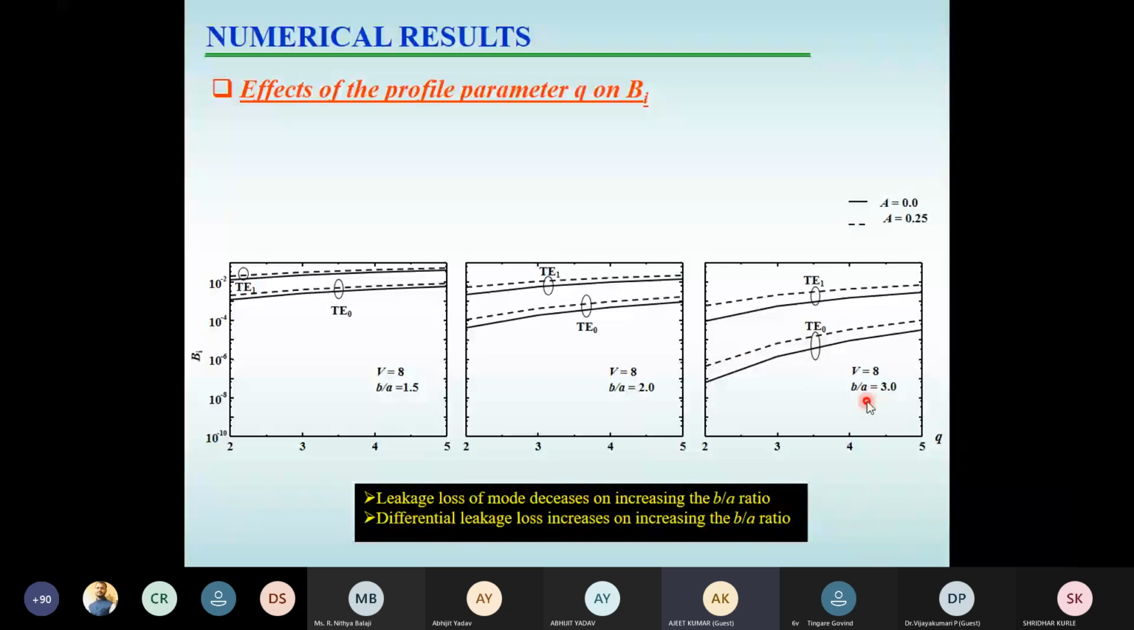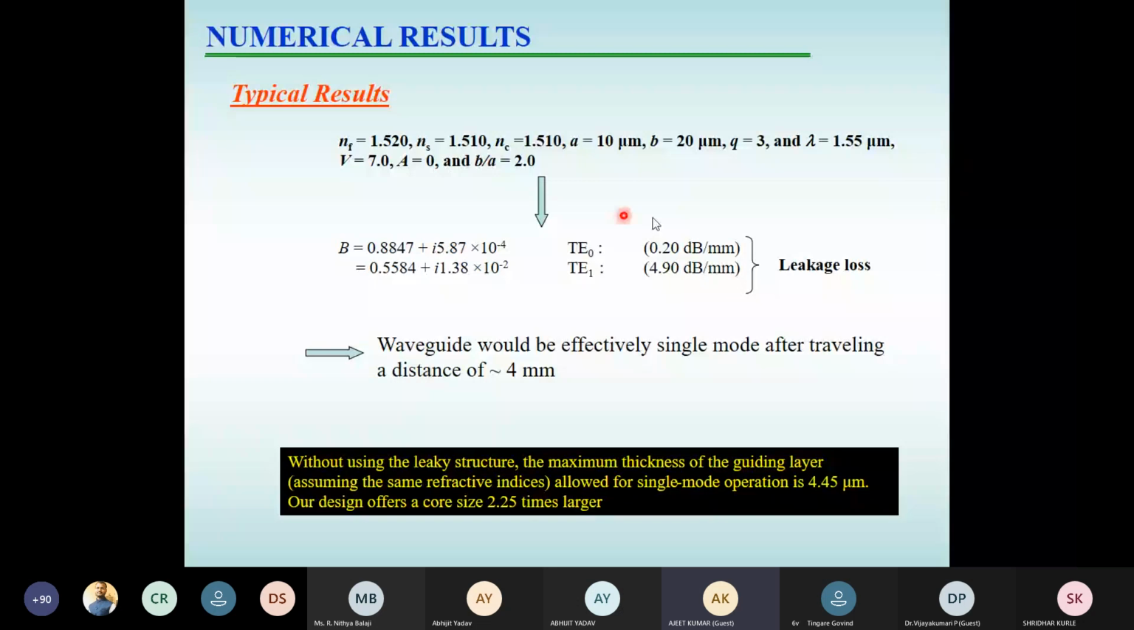So here some typical results we are talking about. For these given design parameters, the loss of the fundamental mode is around 0.2 dB per mm, and the first mode is close to 5 dB per mm. So the idea is, if you have a waveguide of this design, a 5 millimeter propagation distance can filter out all the unwanted modes, and you can get single mode propagation, which is almost 2.25 times larger than that of a conventional waveguide.